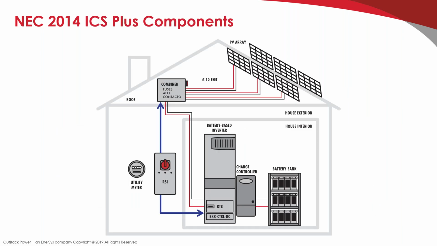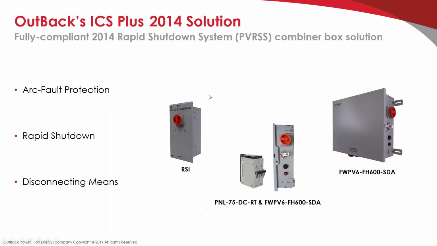The 2014, so this is our old 2014 solution. We have our ICS Plus type combiner up here with fuses, the arc fault detection, and contacting disconnect up here. Our switch, breaker control DC inside of the load center. Overall, this is a pretty expensive solution. It's not particularly convenient or easy to install. These are all the components, the very large combiner box up on the roof, full of electronics.